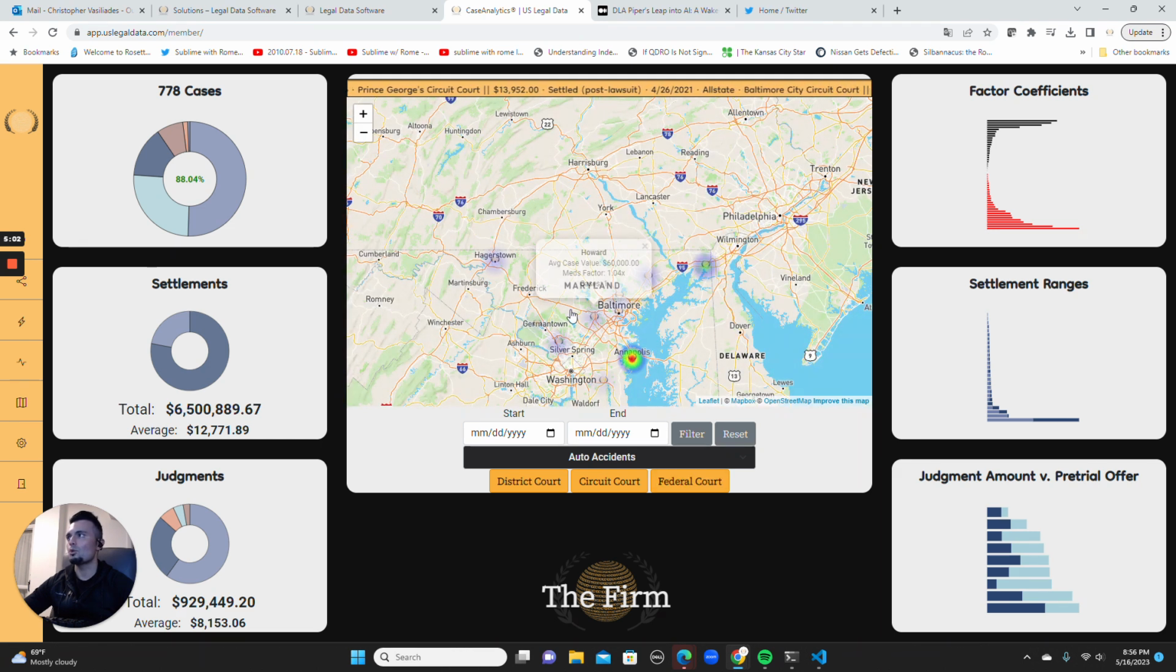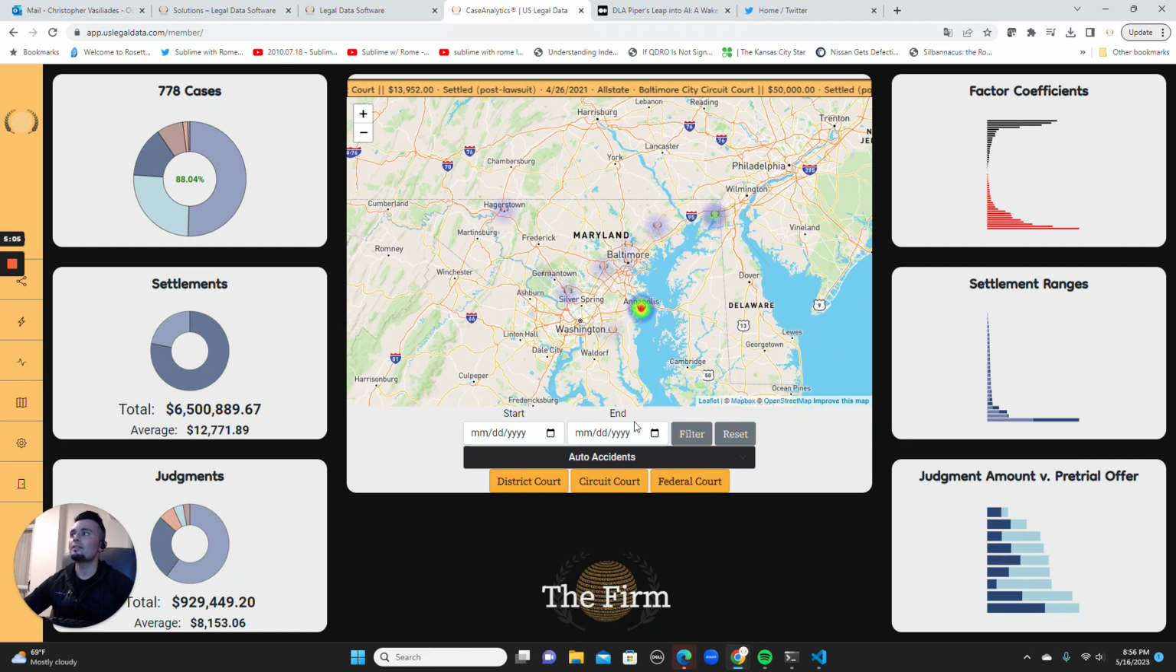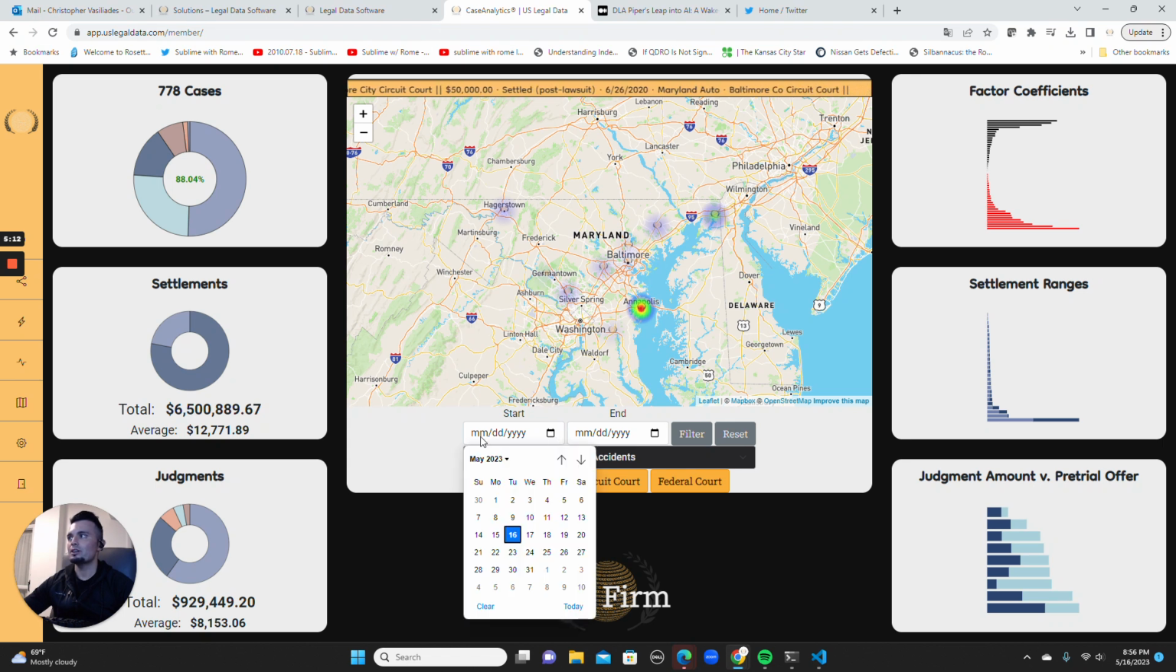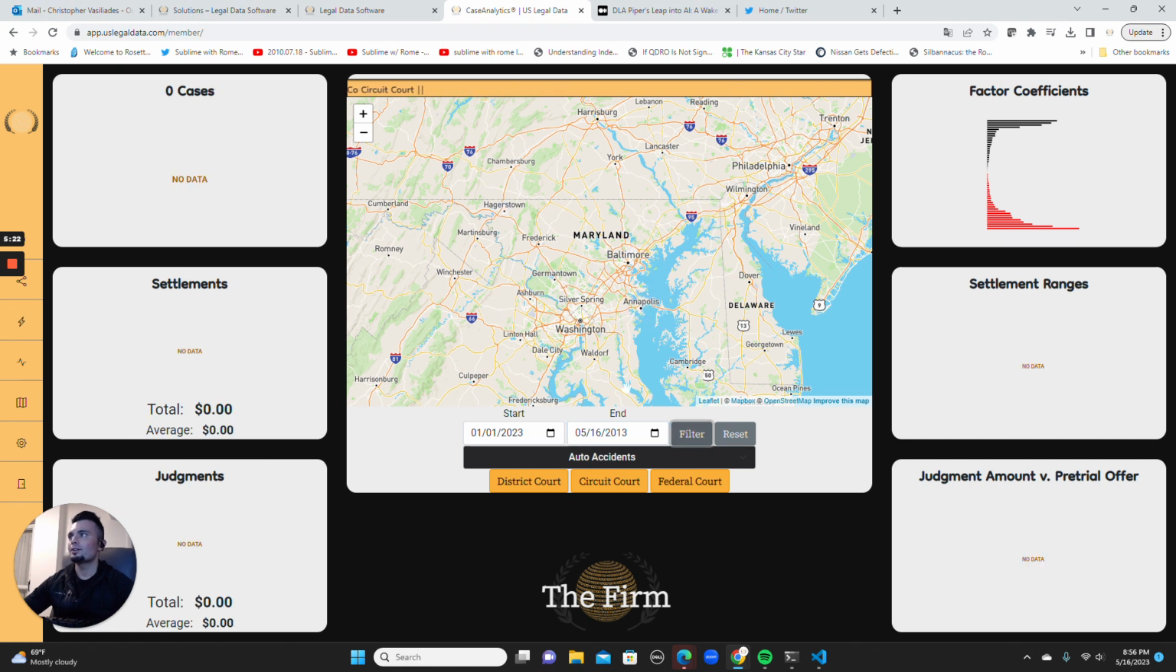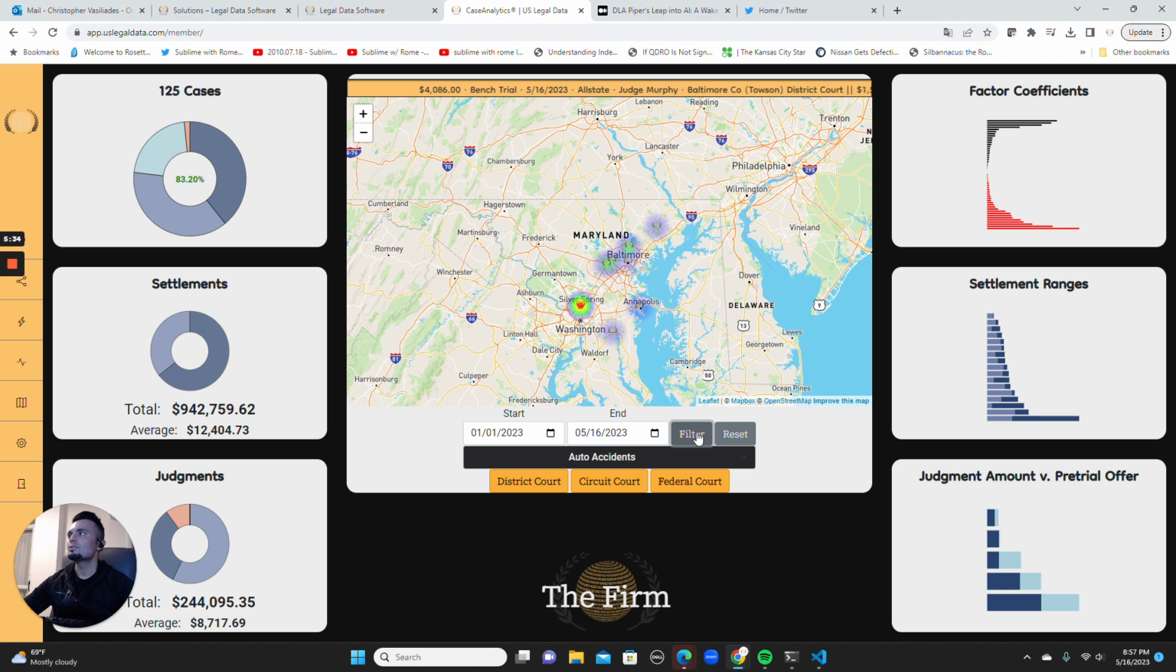Same applies for federal court. And also, you can filter all these analytics here by time. So if you just want to look at cases for this year, for example, you can put in January 1st, 2023, today, May 16th, 2023, filter, and then boom, these are all the cases for this year. Oh, I put 2013, sorry, 2023. I was like, where did all the data go? So yeah, you can filter for this year.